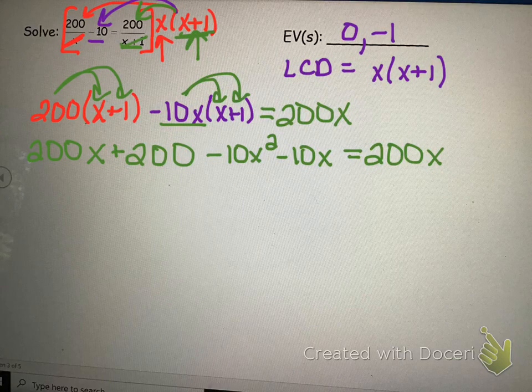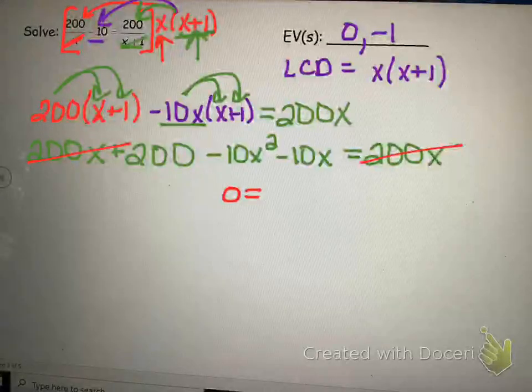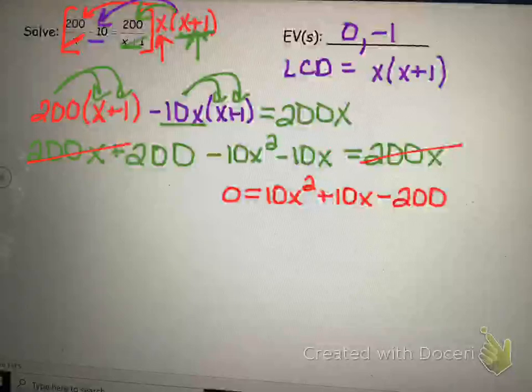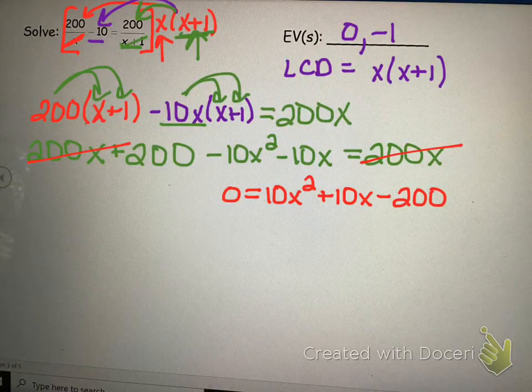And so now you can see that it's going to become a quadratic. The numbers look kind of big in it, but don't panic, because one of the first things that would happen is the 200x's are going to end up canceling out when you try to move everything to one side. So as you begin to move everything to one side, those 200x's cancel, and you end up with 10x squared plus 10x minus 200. Now I did that by moving everything to the right side. You could leave everything on the left side and then simply distribute a negative through to eliminate those negatives. Either way is fine.